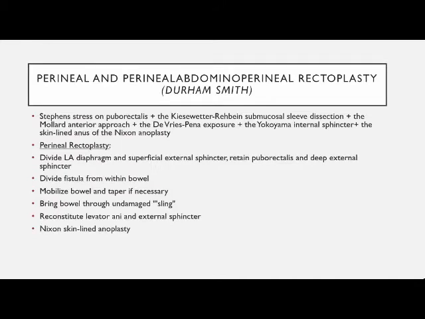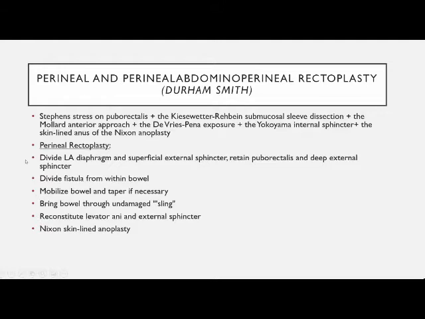Following this, the next description was by Durham Smith. This is a combination of Stephens' stress on the puborectalis, the Kiesewetter-Rehbein submucosal sleeve dissection, Mollard's anterior approach, Peña's exposure of PSARP, Yokoyama's use of the internal sphincter in the repair, and a skin-lined anus, which is derived from Nixon's anoplasty. All these concepts and procedures were combined and described by Durham Smith to achieve an ideal rectoplasty.